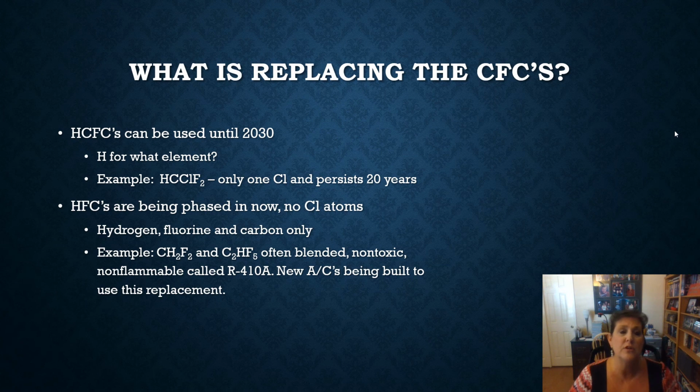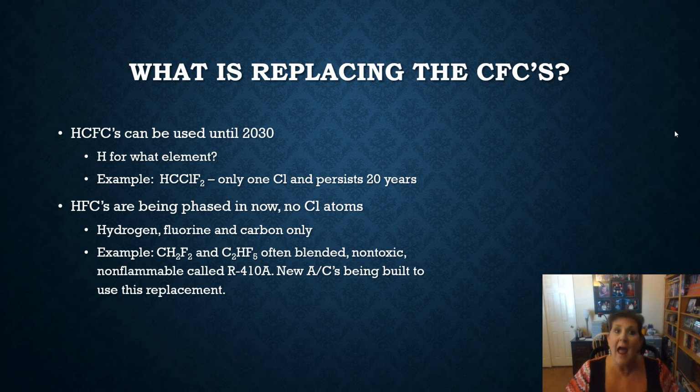Ultimately, we have to switch to HFCs. The chlorines are gone, replaced by hydrogens. So again, the ultimate replacement is to remove all the chlorines and replace them with hydrogen. So hydrofluorocarbons are what's being phased in now. No chlorine atoms at all. So example would be CH2F2 and C2HF5. They're often blended together, non-toxic, non-flammable.